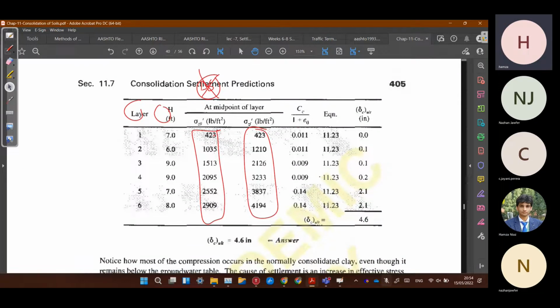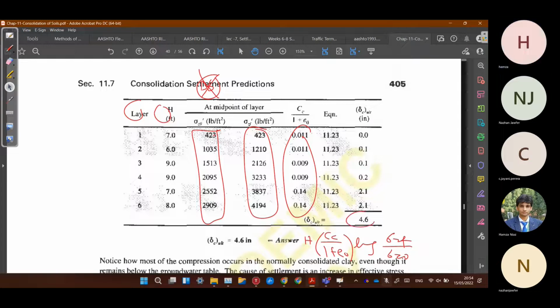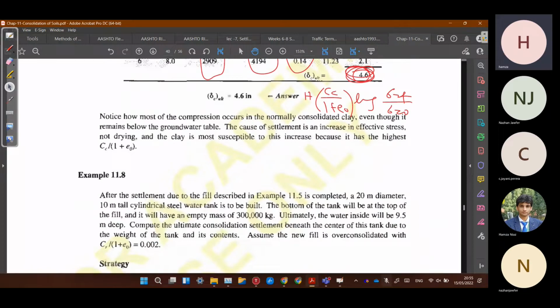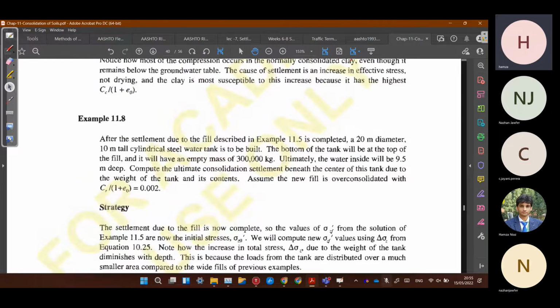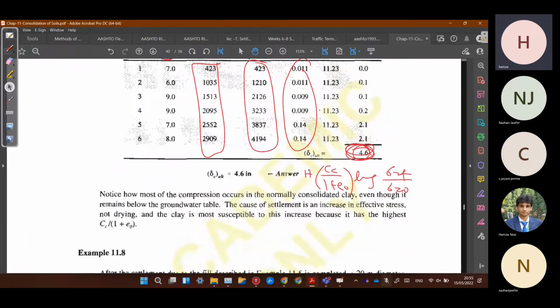Cc over 1 plus e naught is given. Because it is normally consolidated, the formula is H into Cc over 1 plus e naught, log of sigma zf over sigma z naught. We will get the total settlement. Whatever settlement comes is in feet because H is in feet, so multiplied by 12, the value is in inches. Similarly, in the previous cases, we multiplied by 1000 at the end to get the settlement in millimeters. Any issue in this third case?